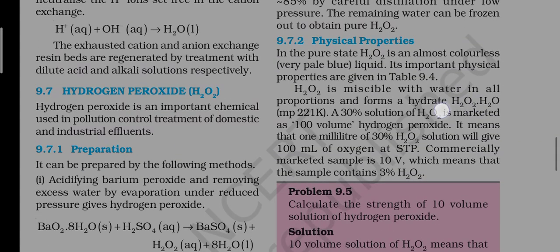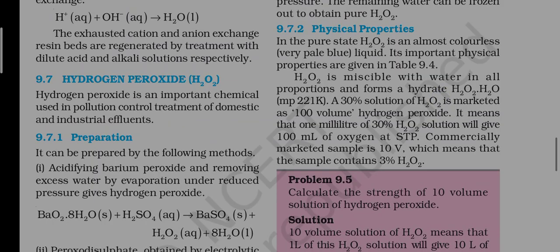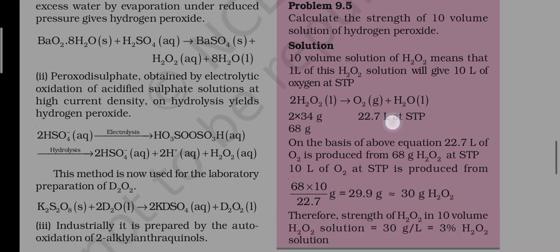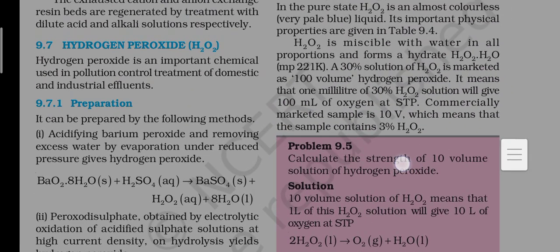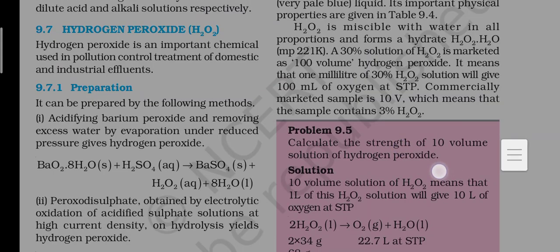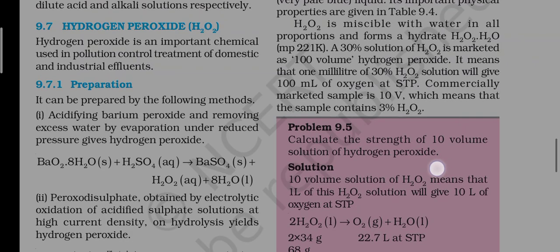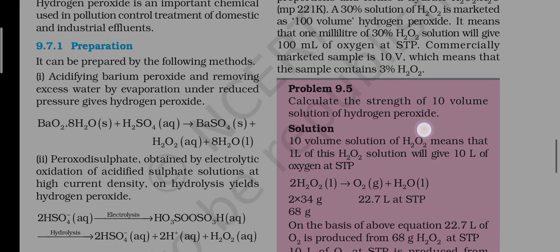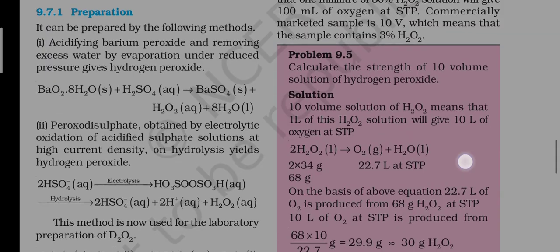Physical properties of hydrogen peroxide. In the pure state, it is an almost colorless, very pale blue liquid. Its important physical properties are also mentioned in the table. It is miscible with water in all proportions and forms a hydrate. A 30% solution of hydrogen peroxide is marketed as 100 volume hydrogen peroxide. It means that 1 milliliter of 30% hydrogen peroxide solution will give 100 milliliters of oxygen at STP. Commercially marketed sample is 10V, which means that the sample contains 3% hydrogen peroxide.